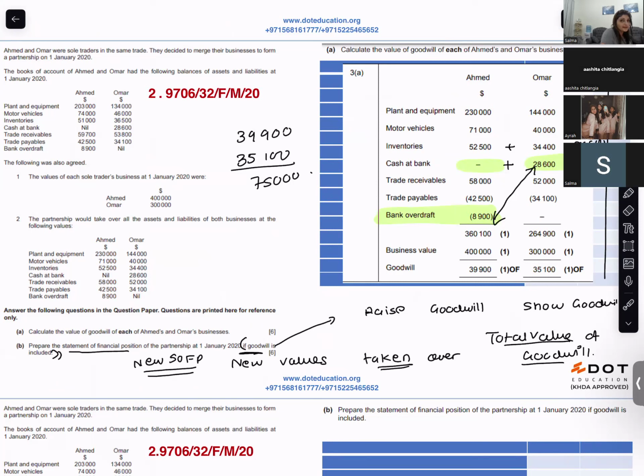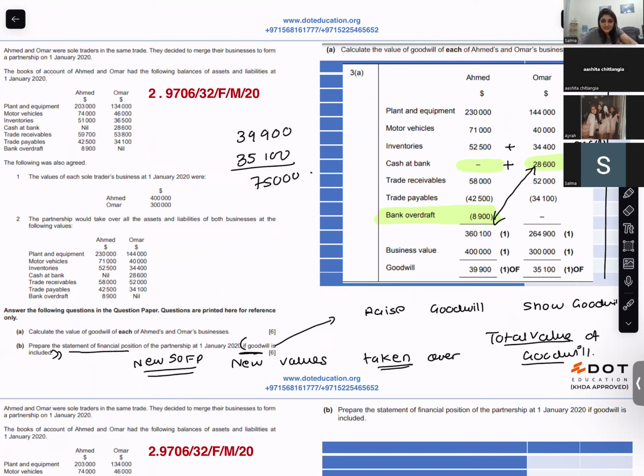Did you understand what I did? You took the bank overdraft and then you subtracted it from the cash at bank. Yeah, because I'm merging the business. So it does not make sense that I have money in the bank and also a bank overdraft. So the bank overdraft has to be wiped off from the money in the bank because now the business is one.